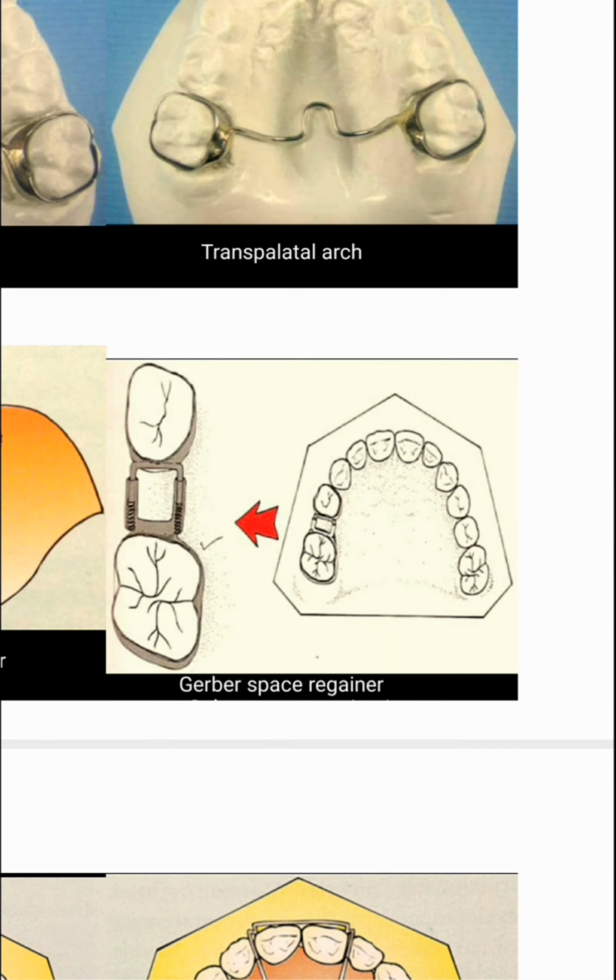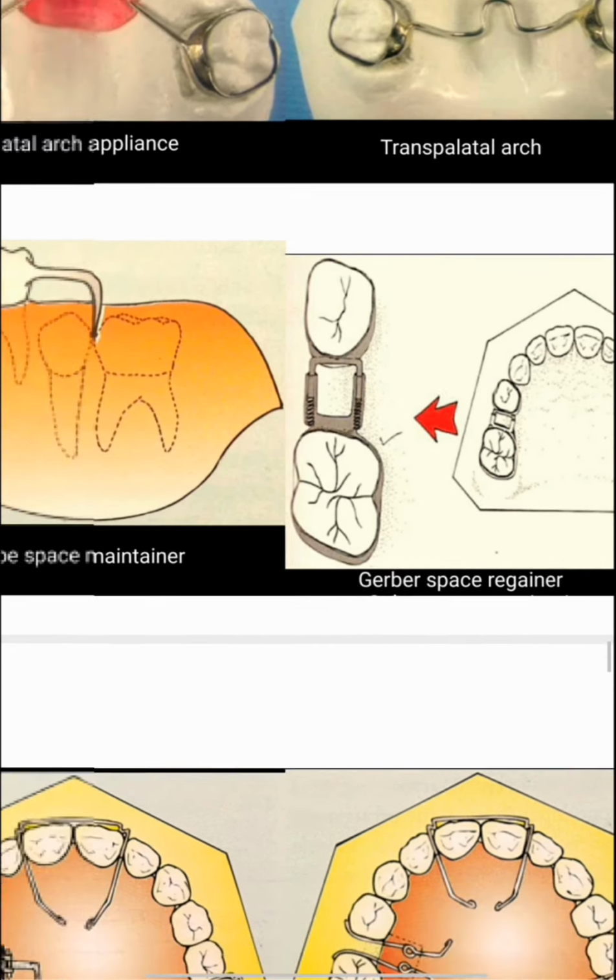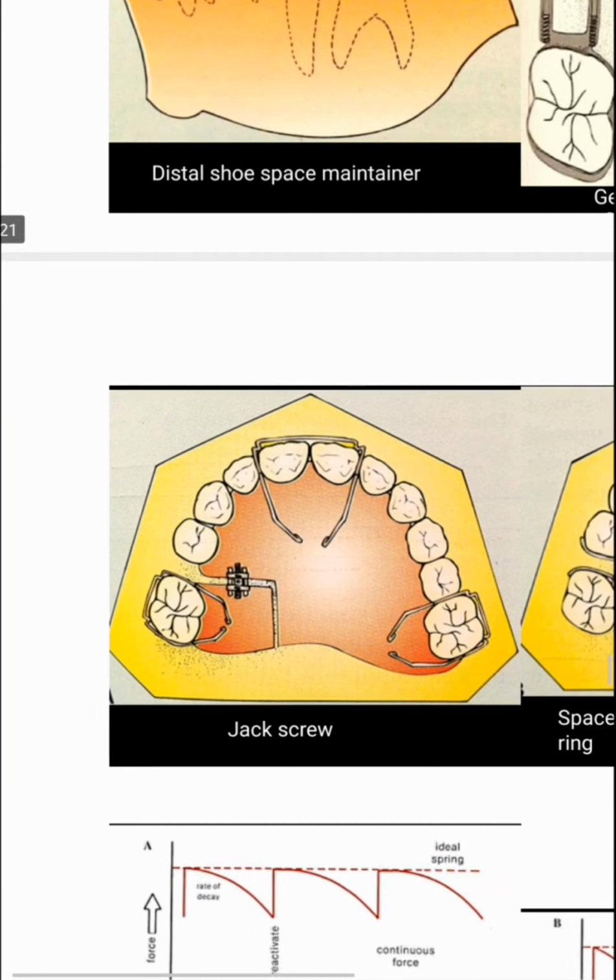Space regainer. It is used when primary teeth are lost and reduction in arch length has already occurred. Space is regained by the distal movement of the molar. This is Gerber's space regainer.